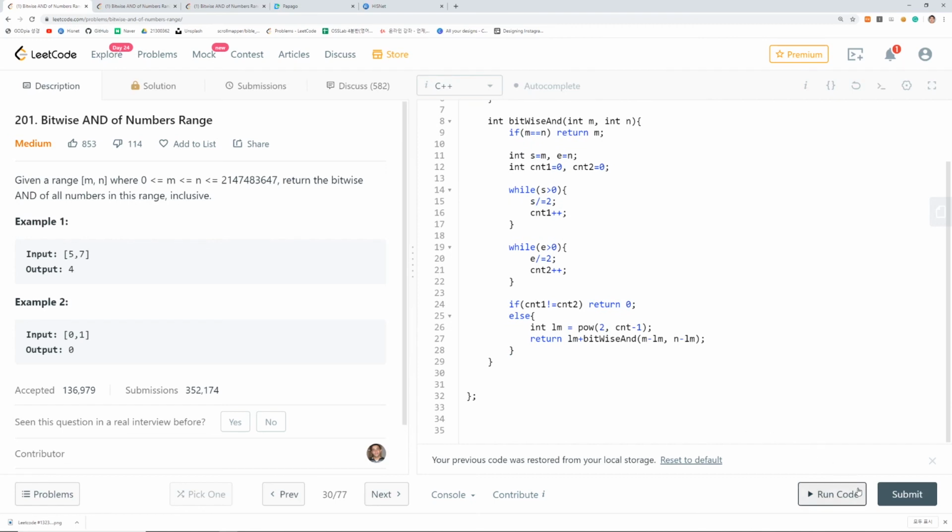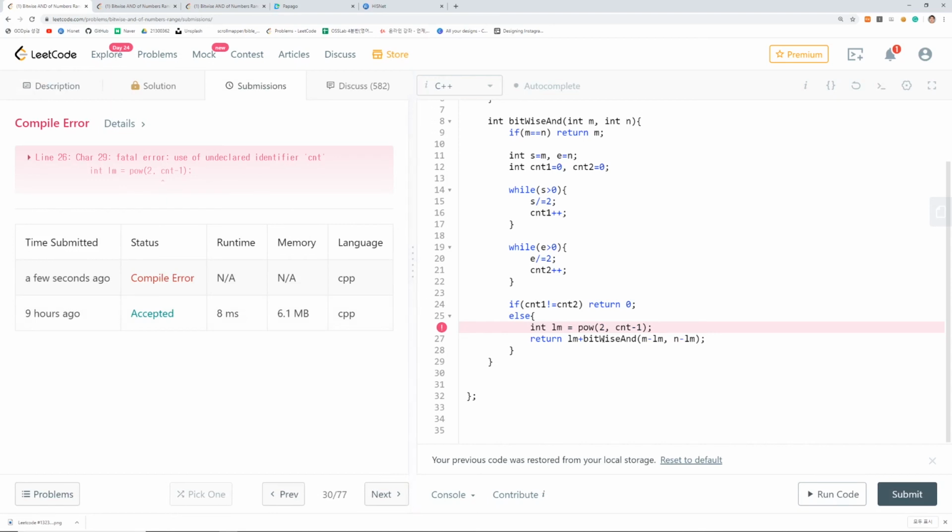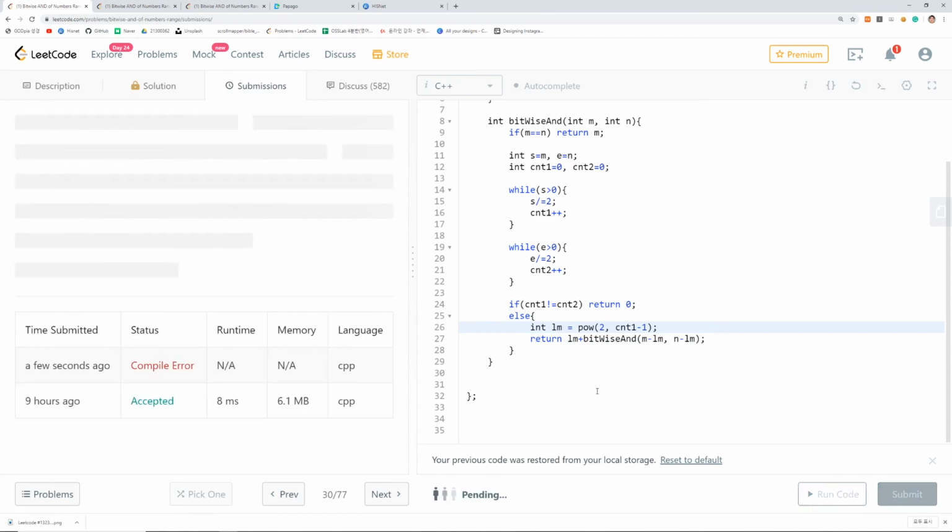Alright, so let's submit this algorithm. Oh, what is this problem? Declare CNT is not defined. Oh, I'm sorry. Because CNT1 and CNT2 are the same, whichever you use, I'm gonna use CNT1. So sorry for the mistake.